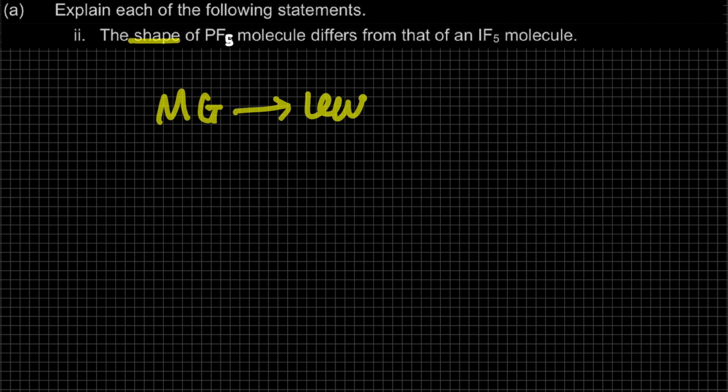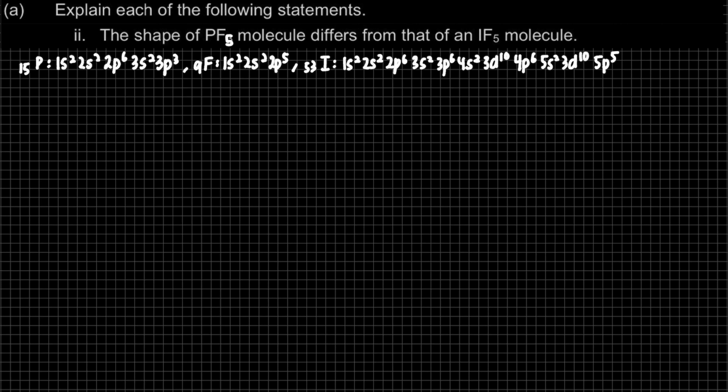First, we have to draw the Lewis structure. So how to draw the Lewis structure? First thing first, we have to write down the electronic configuration for the atom to determine the valence electron. The proton number for phosphorus is 15, so the electronic configuration is 1s2, 2s2, 2p6, 3s2, 3p3. Fluorine is 9, 1s2, 2s2, 2p5. But this is iodine. Iodine is quite a long one, it's 53.